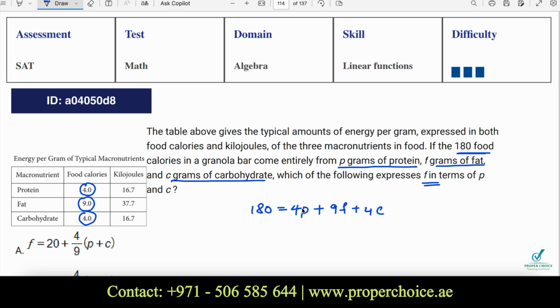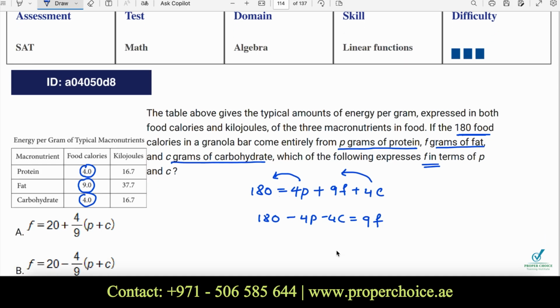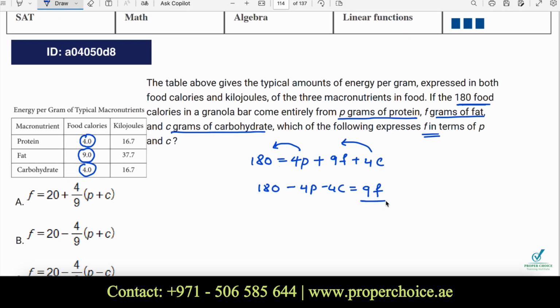Now to make F alone, try to take the other terms to the other side by switching their sign. So that becomes 180 minus 4P minus 4C equals 9F. To solve for F, divide either side by 9. So F equals, let me rewrite it, the 9 can be written as division of every term. So 180 by 9 minus 4P by 9 minus 4C divided by 9.